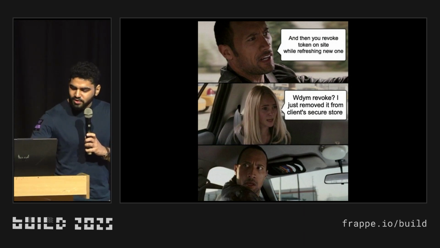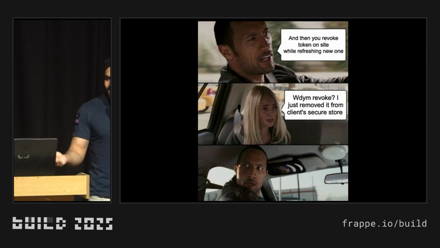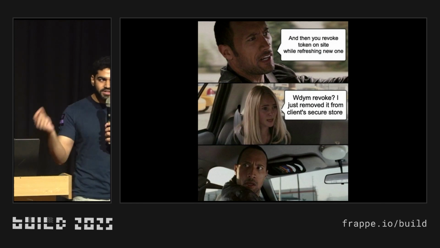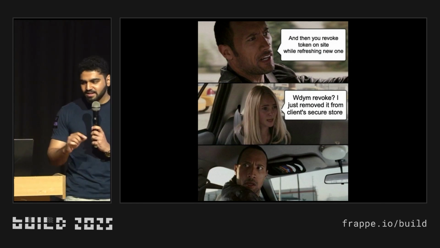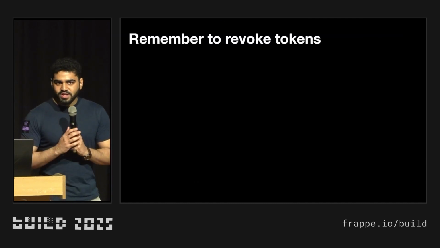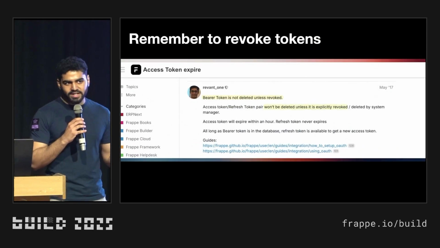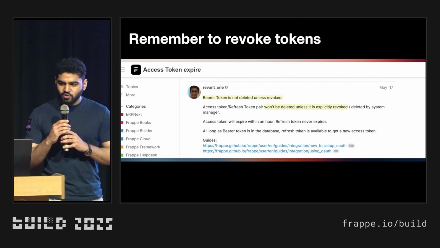What we were doing is that we were logging in and creating these access tokens, but when we were logging out or refreshing the token, we were deleting the tokens from our front end, from our client app, but we were not revoking them from Frappe. That's why we had around 400 MB of token data generated in our database. So always remember to revoke the tokens.